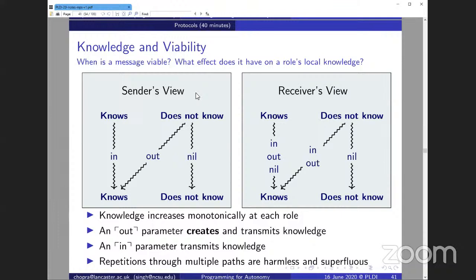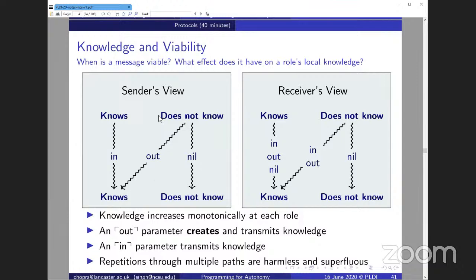One intuition I want to convey is that for the information to be sent by the sender, for the in, it must already have it and it sends it. It continues to know it, so it's monotonically increasing. For the out, if it doesn't know something, it sends an out, it begins to know it. Similarly, the receiver, the messages are always enabled for the receiver. If it already knows something, then whether it's an in or an out or a nil has no effect. It continues to know it. If it doesn't know something, whether it has an in or an out, it still knows it. So it begins to know it, regardless of the in or out.